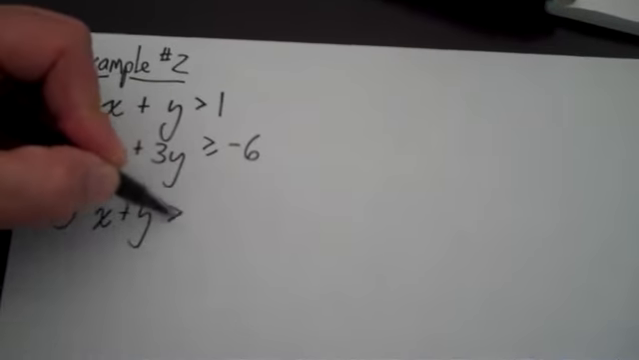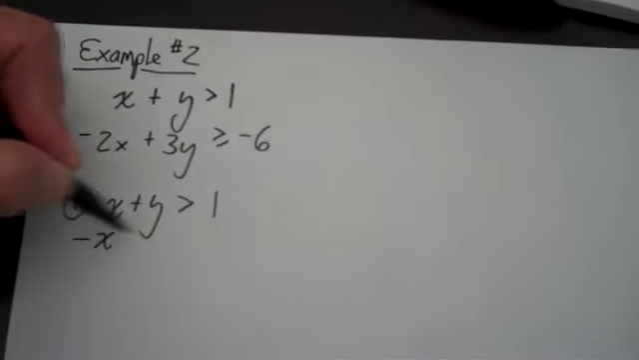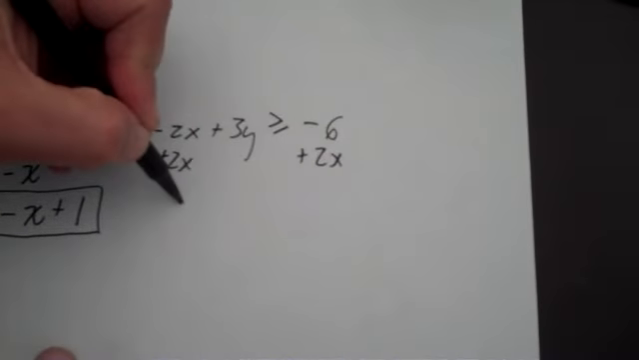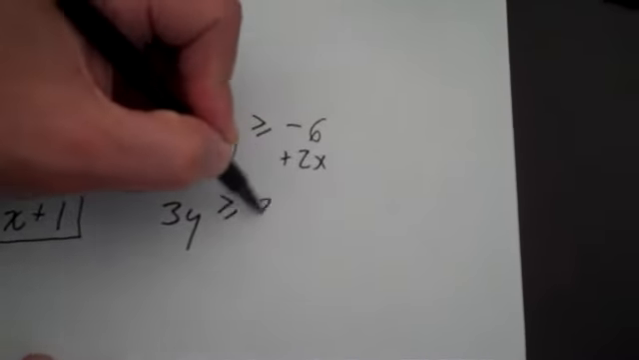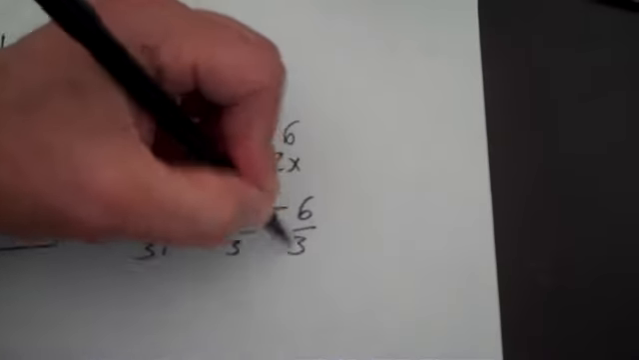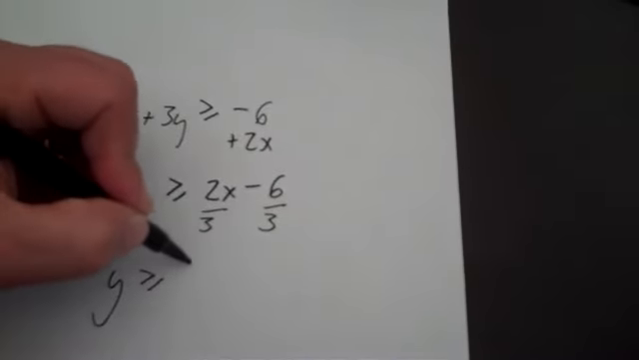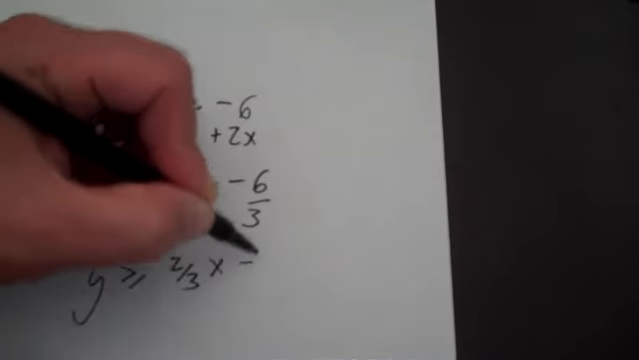x plus y greater than 1. Subtract x, and you have y is greater than minus x plus 1. And now we take minus 2x plus 3y greater than or equal to minus 6. Let's solve for y. So add 2x, and you get 3y greater than or equal to 2x minus 6. Now divide by 3. And you have y is greater than or equal to 2/3 x minus 2.